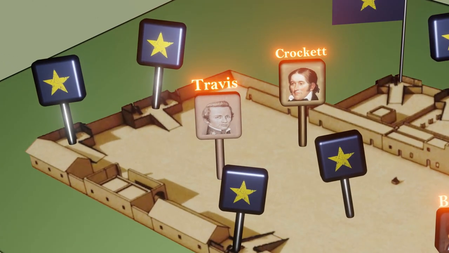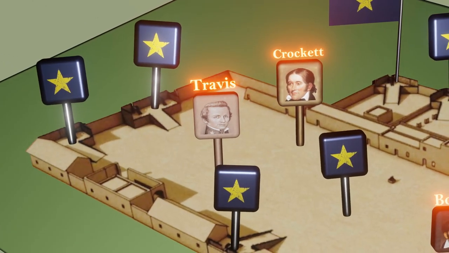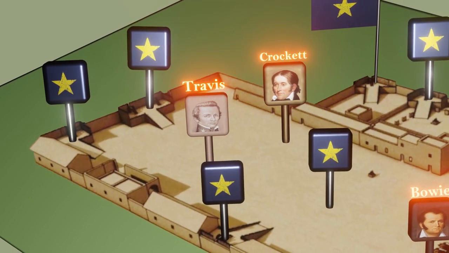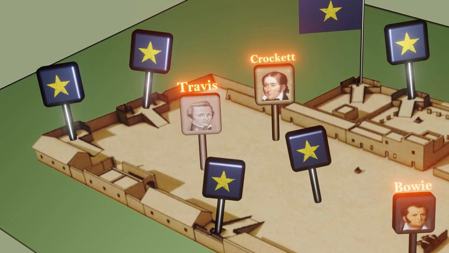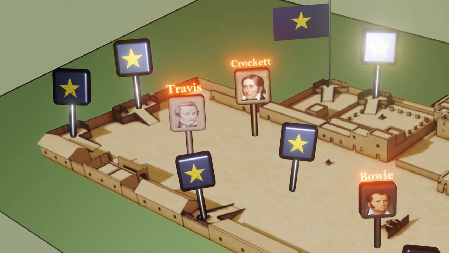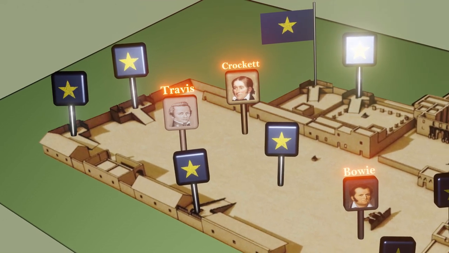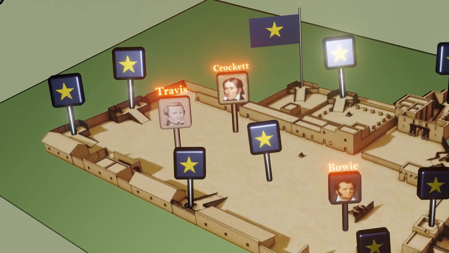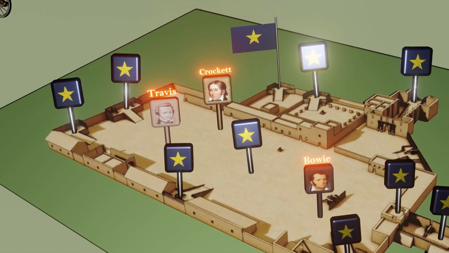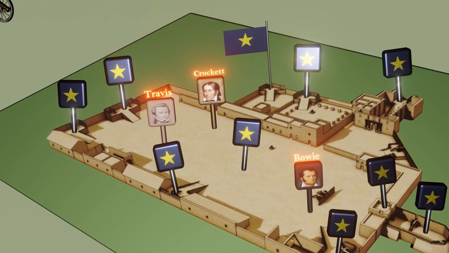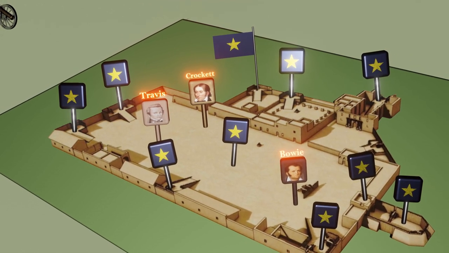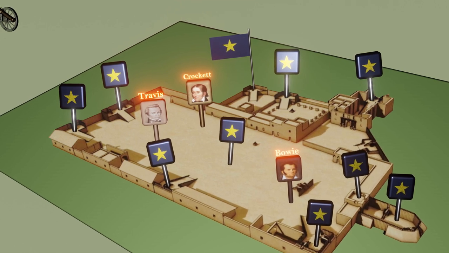In his letter, Travis wrote, "To the people of Texas and all Americans in the world, fellow citizens and compatriots, I am besieged by thousands or more of Mexicans under Santa Anna. I have sustained a continual bombardment and cannonade for 24 hours, and I haven't lost a man. The enemy has demanded a surrender at discretion. Otherwise, the garrison are to be put to the sword if the fort is taken. I have answered the demand with a cannon shot, and our flag still waves proudly from the walls. I shall never surrender or retreat."